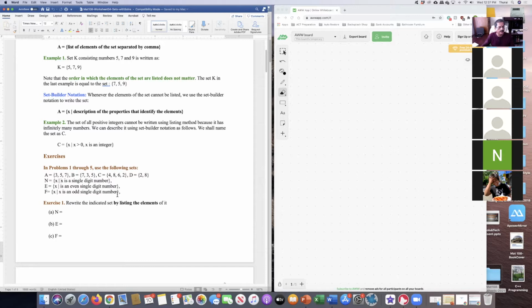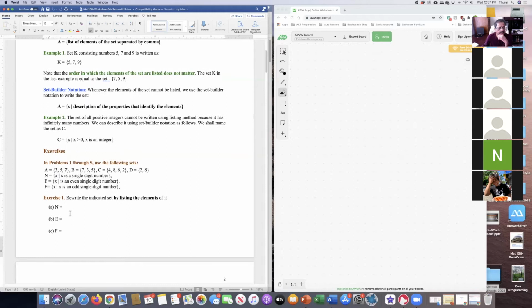Now exercise 1 says, rewrite these sets N, E, and F by listing the elements. If you look at the set N, you can actually rewrite that set by listing the elements. So let's list them. I have to use the curly brackets and then list all the items. What are the numbers in that set? Single digit numbers are finitely many. It's not a long list, so we can write them. What are they?